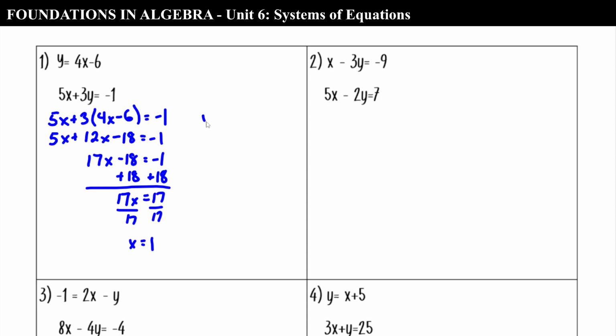Now let's go back to our original equation and find out what y is by plugging in x. 4 minus 6 gives us negative 2. So our solution is 1, negative 2.